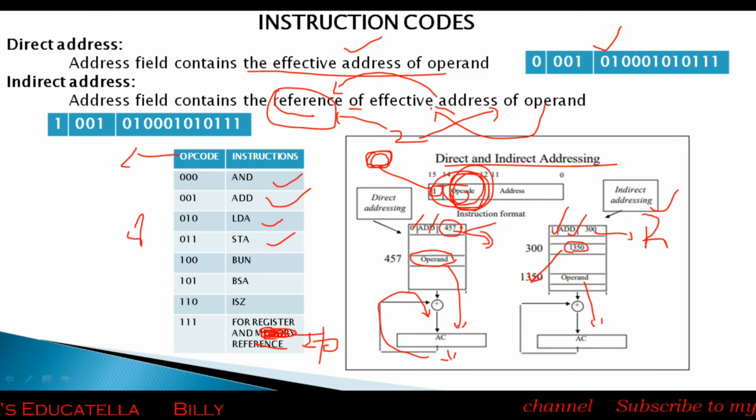Please erase it. It is input output reference. For register reference and input output reference, the opcode value will be 8. In this, when the I bit value is 0, it specifies the register reference. When the I bit value is 1, it specifies the input output instructions. In the next sessions we will discuss it very clearly.